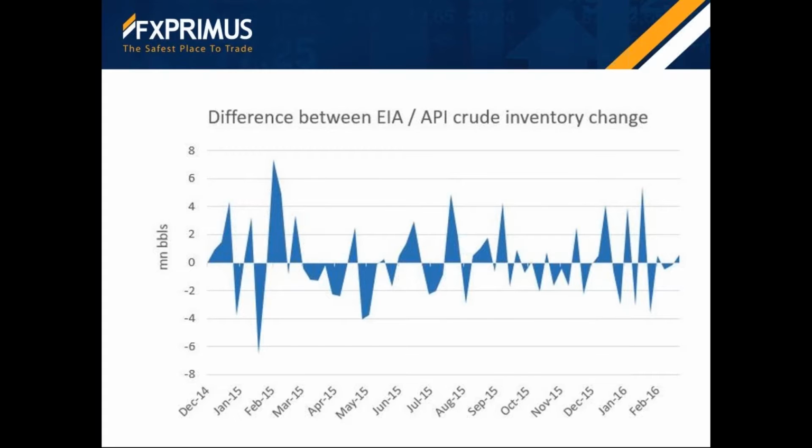As for the magnitude, the two differed by over 1 million barrels 60% of the time, and over 3 million barrels 24% of the time. Those are pretty big differences.